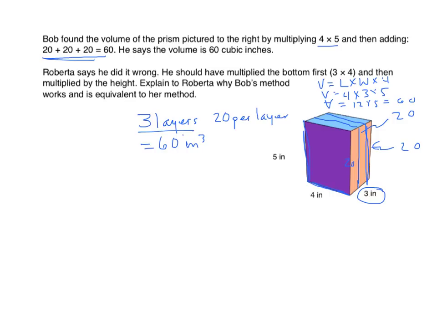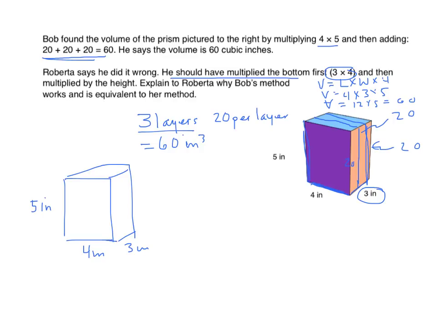What's Roberta doing? Well, we're going to draw another rectangular prism and think about how she's looking at it. She says he should have multiplied the bottom first, 3 by 4. Well, we have our bottom 3 by 4. I'm going to label this 4 inches by 3 inches, and we have 5 inches. So she multiplied this layer, and if we do it that way, we can see that she is multiplying using the cake layers. So we have 1, 2, 3, 4 lines showing 5 cake layers because we have 5 inches. If we have 4 times 3, each of these layers has 12.